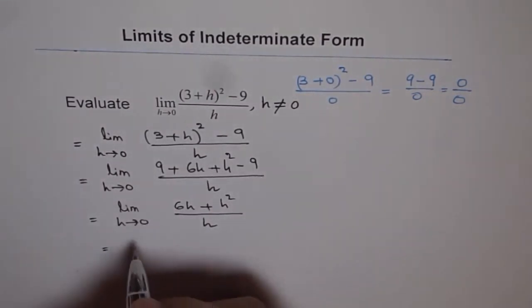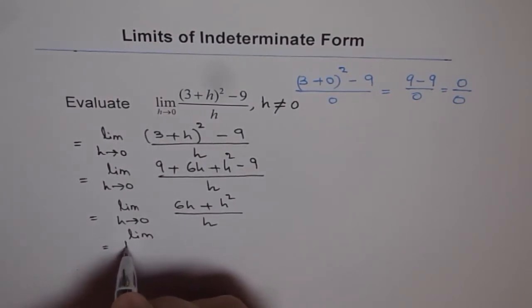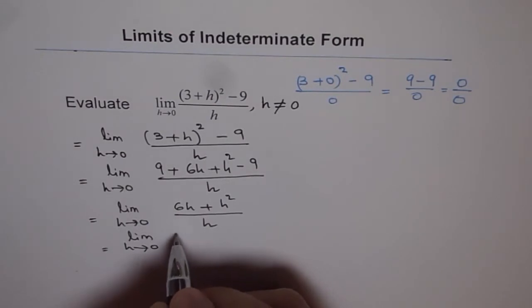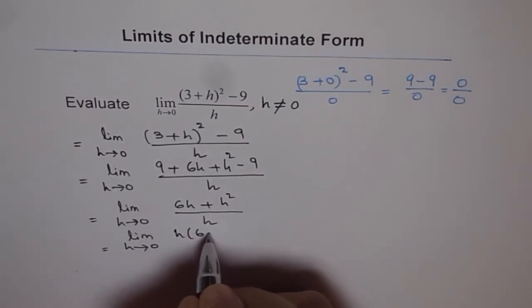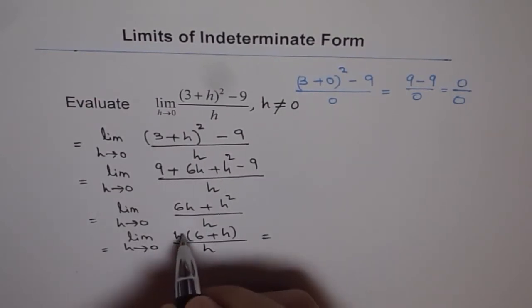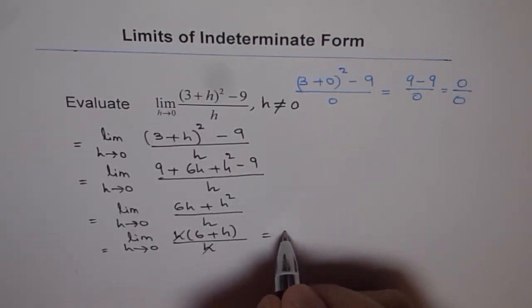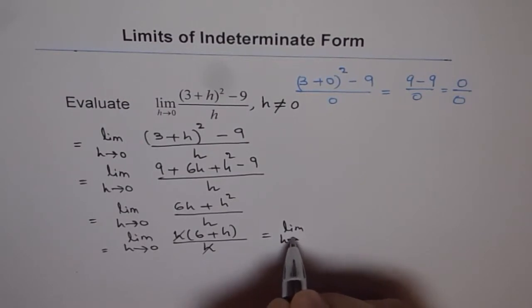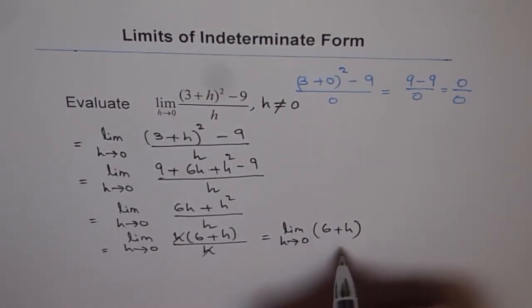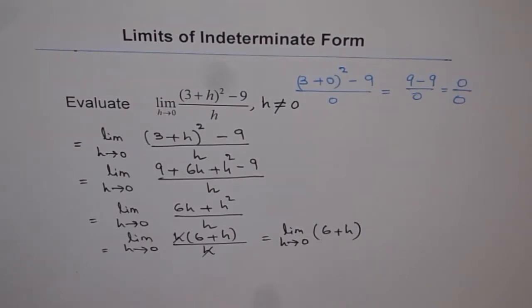Now this could be written as limit h approaches 0, and we can take h common, right? So h common, so we get h times (6 plus h) over h. Now as you can see, h and h cancel out, so we get limit h approaches 0 of 6 plus h, right? Now as we were expecting, we did have a factor h in the numerator, which has been factored out, and it can be cancelled.